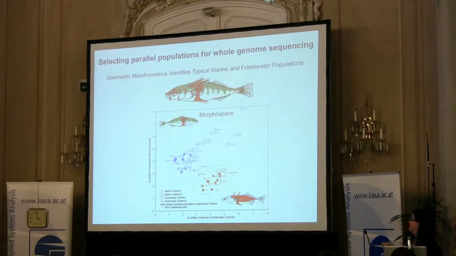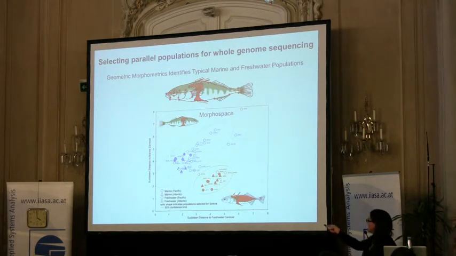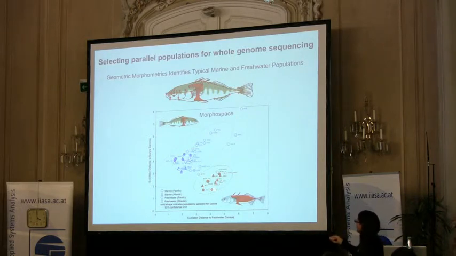So we started by performing morphometrics on something like 50 or 60 populations around the world. You can see the major axes of variation amongst all these populations. Each of these dots represents the centroid of a population, so there are actually many more individuals on here. It's just hard to see when they're all on top of each other. So I'm showing you the centroid of a population.